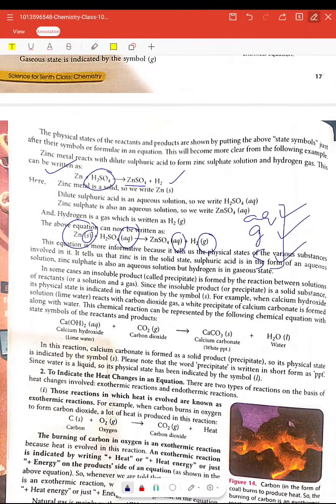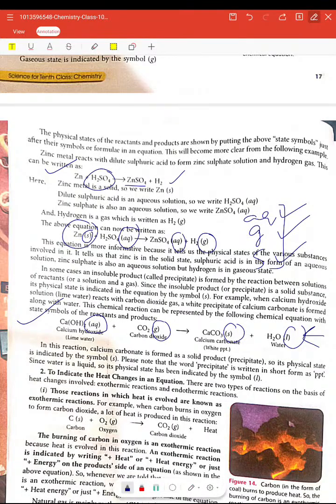This is slaked lime, calcium hydroxide. What is calcium hydroxide? This is an aqueous solution. You will need to write aqueous in front of Ca(OH)2. What is carbon dioxide? This is a gas. What is calcium carbonate? This is a solid. What is water? That is liquid. So this is indicating the physical state of reactants and products.